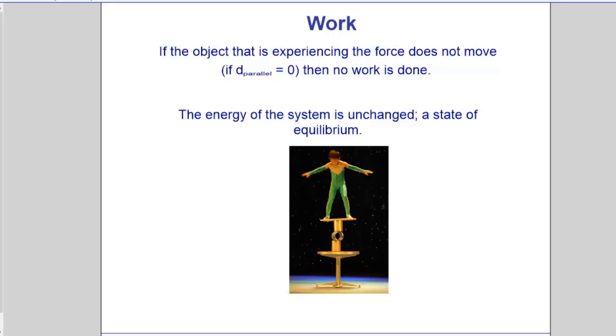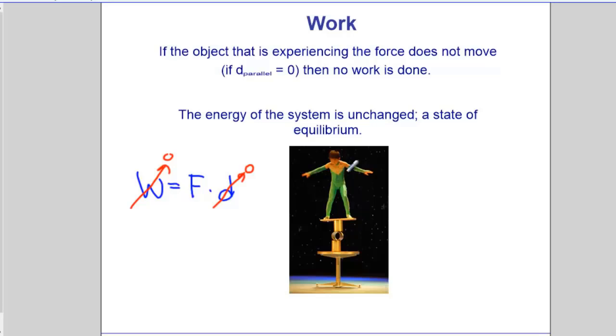In this case, this acrobat is in a state of equilibrium. He's not moving. Since there's no distance traveled or displacement of this person, there's no work being done. Let's write the equation down. Work is force times displacement. And since the displacement is 0, if I were to put a 0 on one side of the equation, automatically the other side is 0, so there's no work being done.